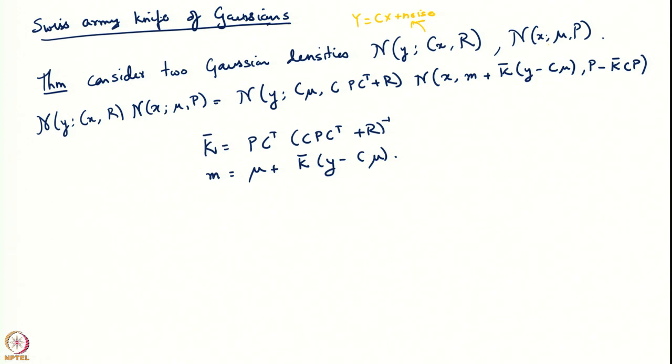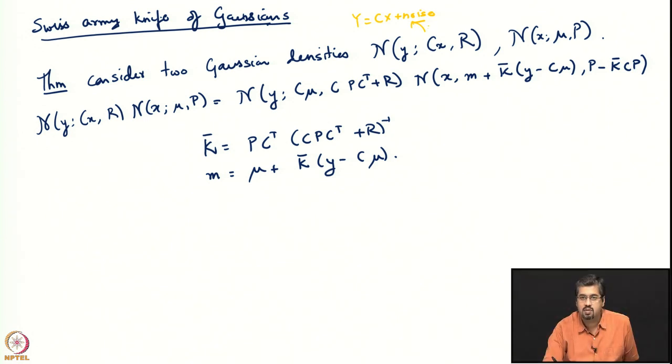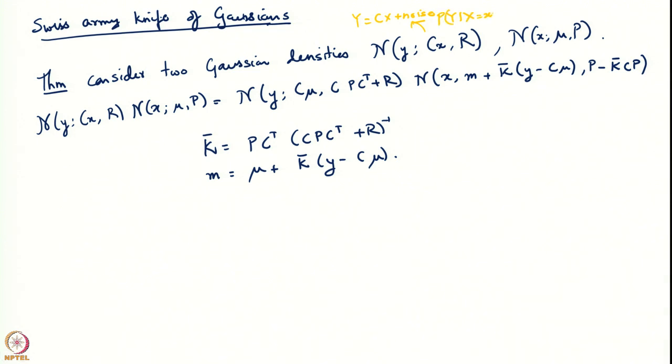Then the next term here is just a marginal density of x itself. When you take the product of these two, what we are effectively doing is, as I said, this captures a model of y equal to Cx plus noise, and the density here is the density of y given x equal to x. So it is a probability density of y given x equal to x, that is this term. The term here is simply the marginal density of x. So this is simply the probability of x equal to x.